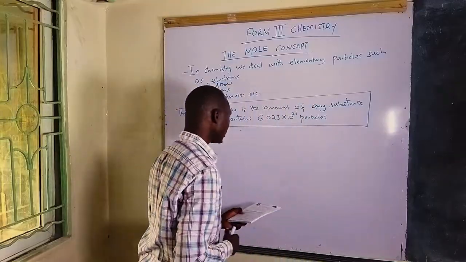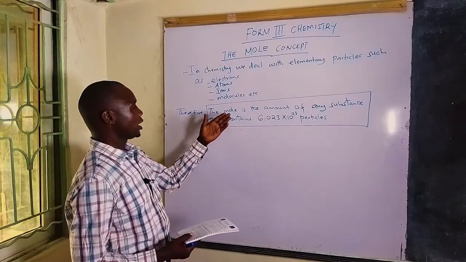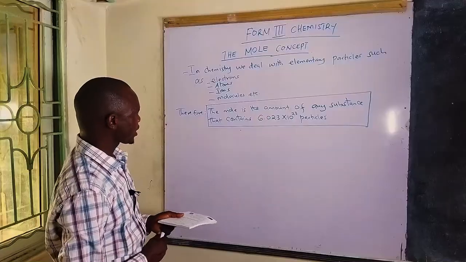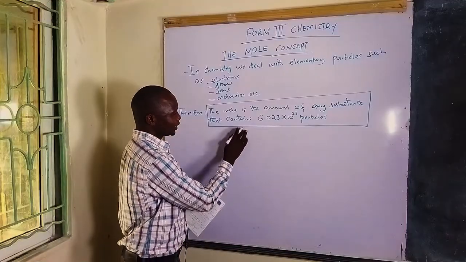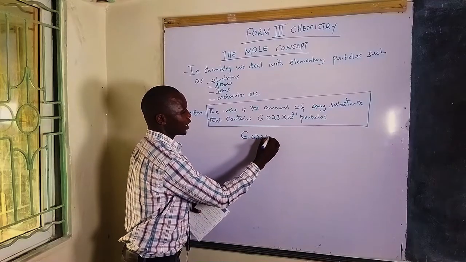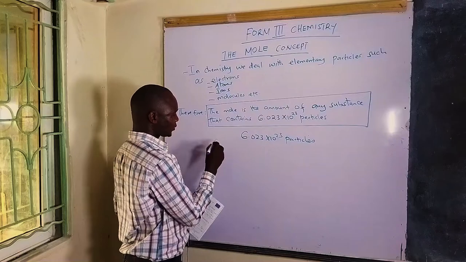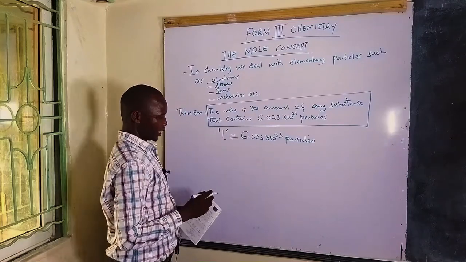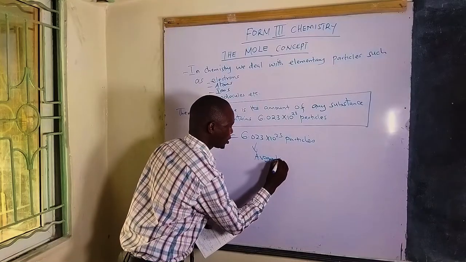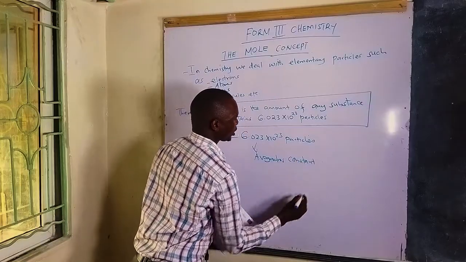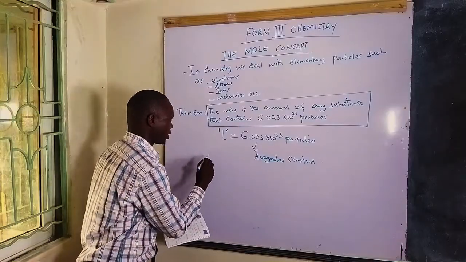So, let us try to understand the relationship between the mole and the number of particles, where we define the mole as the amount of any substance that contains 6.023 times 10 power 23 particles. This number, 6.023 times 10 power 23 particles, we call the Avogadro's number, or the Avogadro's constant, which is denoted by the letter L. So let us try to know the relationship between the mole and the number of particles.